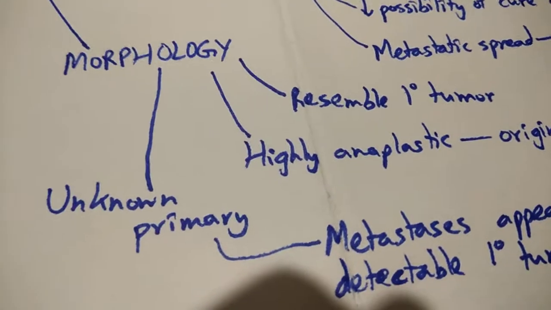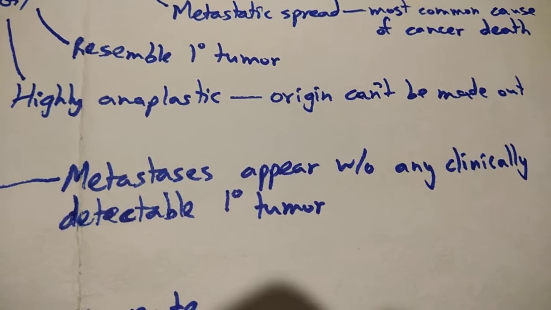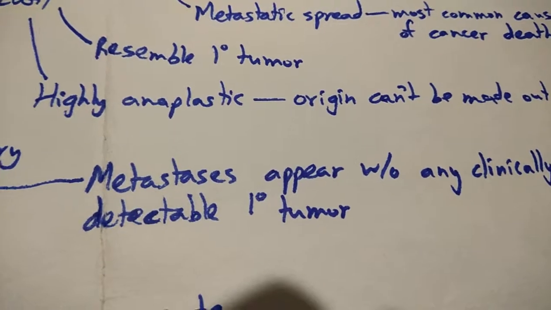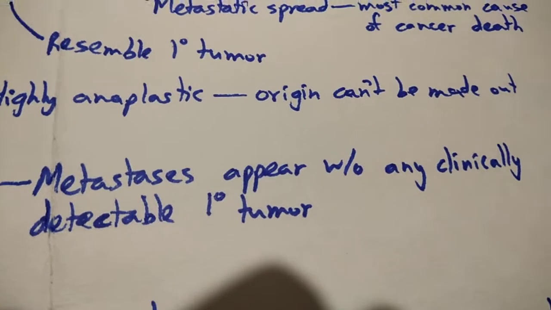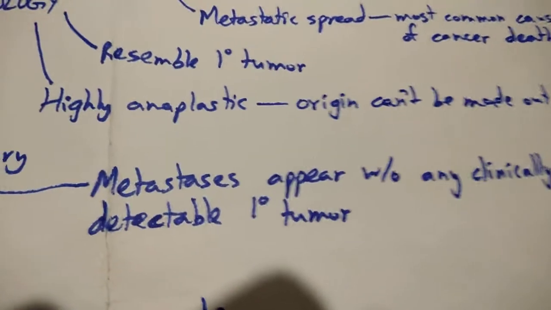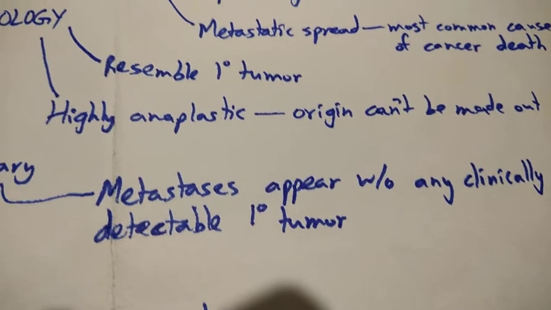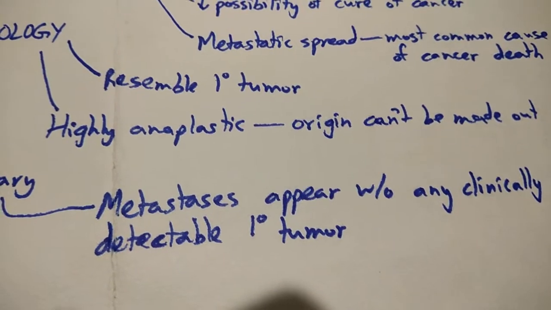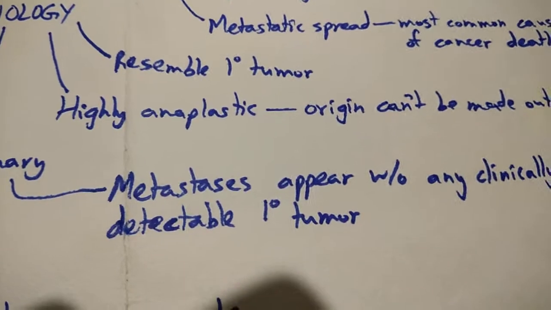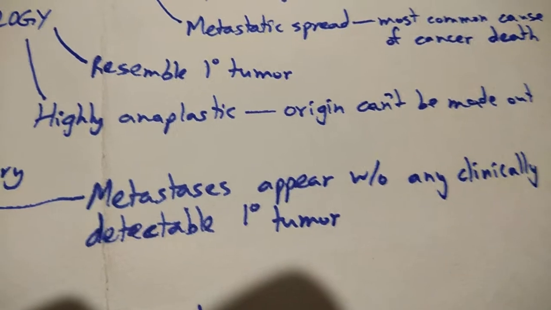Now, sometimes you find unknown primaries, where metastases appear without any clinically detectable primary tumor. Suddenly, on a scan or on palpation of, say, a swelling, you find tumors which, on biopsy or further examination, you realize are not native to that tissue or any surrounding tissue. It's from another place, whereas you don't find any signs or symptoms of manifestations from that original site where the primary tumor is located.